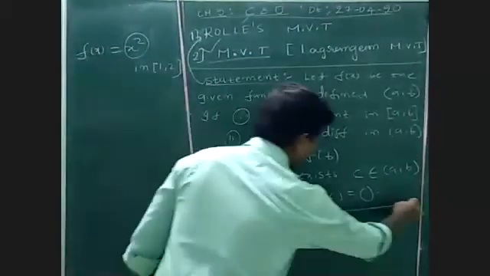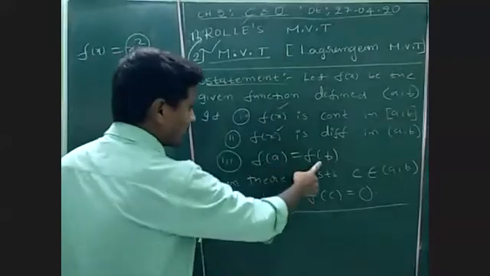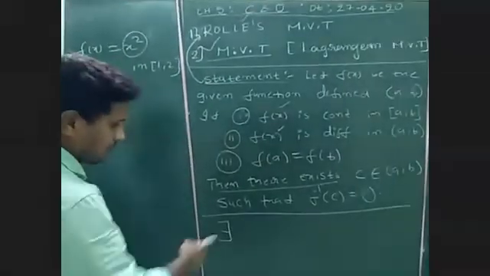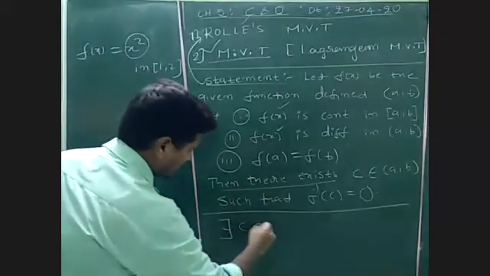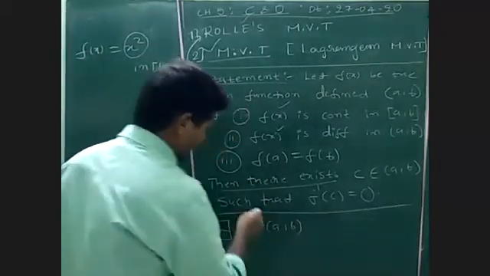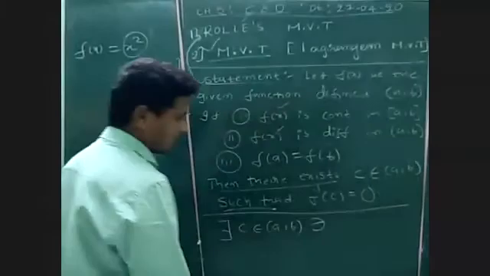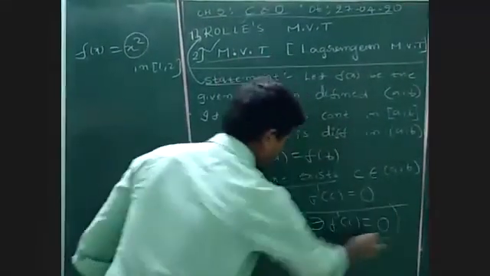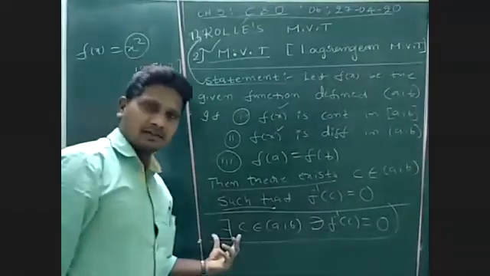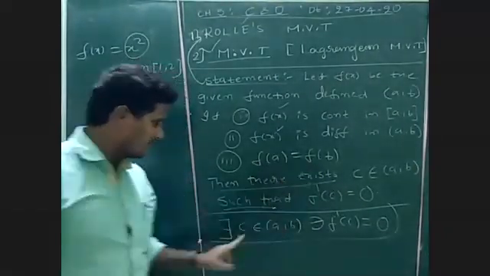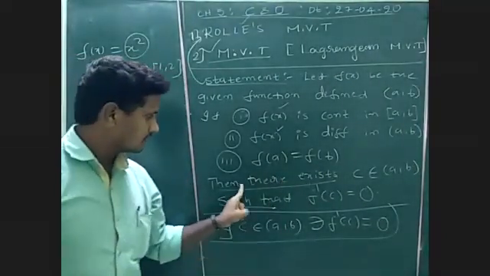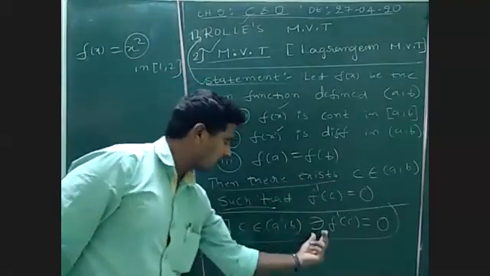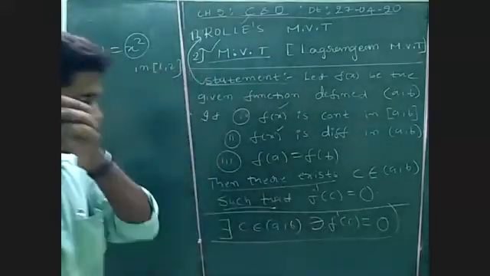Otherwise, how to write in simple way? F of a is equal to f of b, then there exists, this is the symbol of 'then there exists', c belongs to a comma b, such that, this is the symbol of 'such that', f dash of c is equal to 0. We can write in simple way like this also: f of a is equal to f of b, then there exists c belongs to open interval a comma b such that f dash of c is equal to 0.